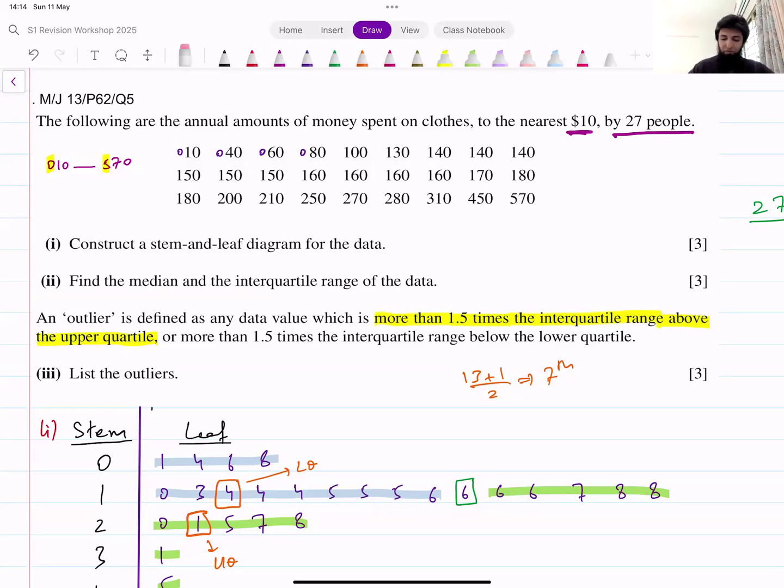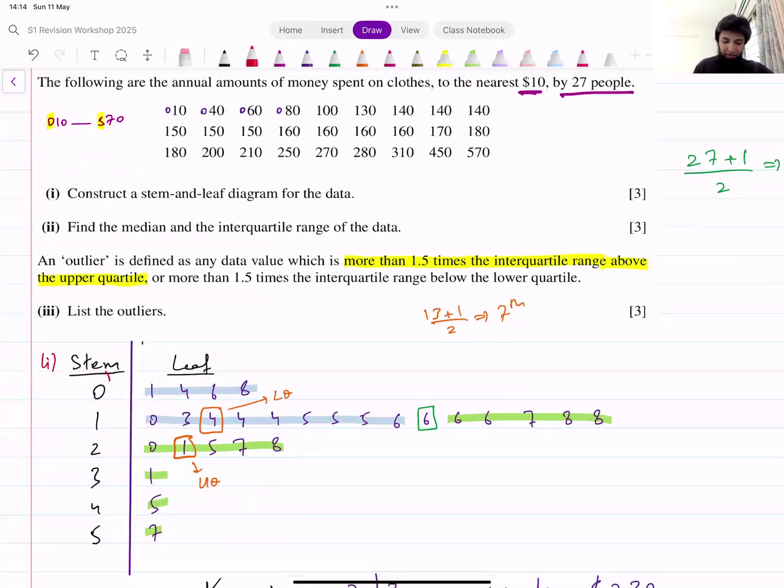Okay, so we make a stem and leaf diagram that looks like this. We start from 0 and go up to 5. We write down these values in the leaf like this. For example, 10, 40, how do you write them? 1, 4, 6, 8. Similarly, let's look at values in the 200s, for instance. In the leaf, you have 0, 1, 5, 7, 8, because in the leaf you cannot have multiple digits. You can only have 1 digit. So you write 0, 1, 5, 7, 8 in the leaf like this.